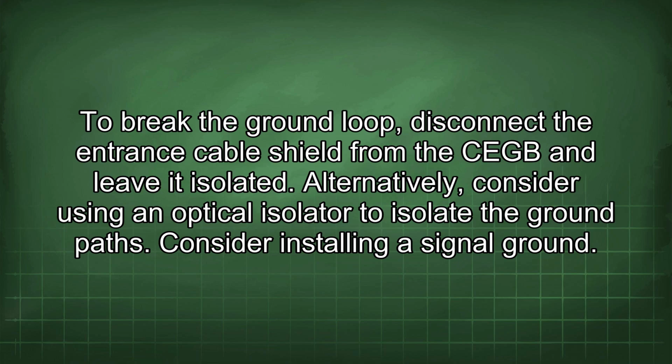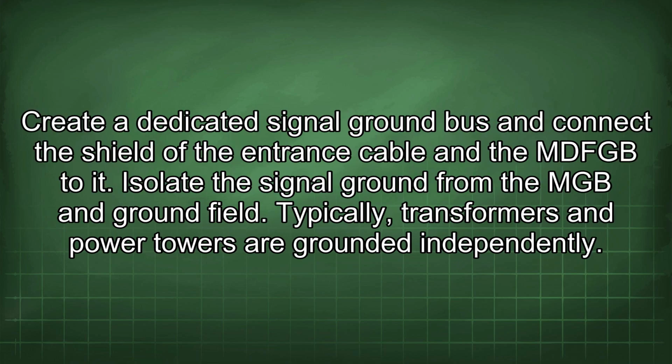Consider installing a signal ground. Create a dedicated signal ground bus and connect the shield of the entrance cable and the MDFGB to it. Isolate the signal ground from the NGB and ground field.